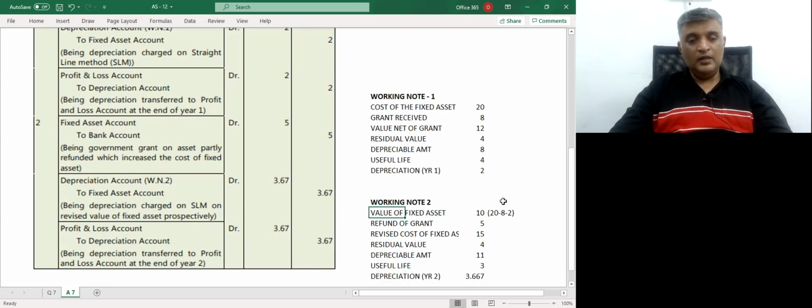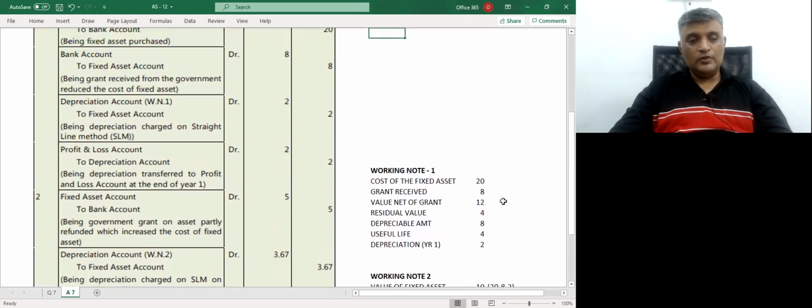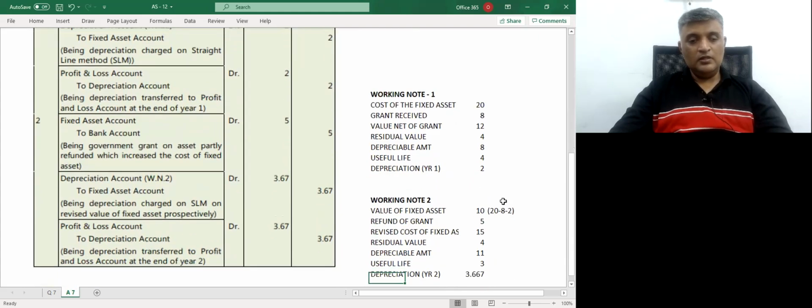So you can copy both the working notes, working note number 1 as well as working note number 2. I'm just showcasing it for your ease. This is working note number 1 and this is working note number 2.